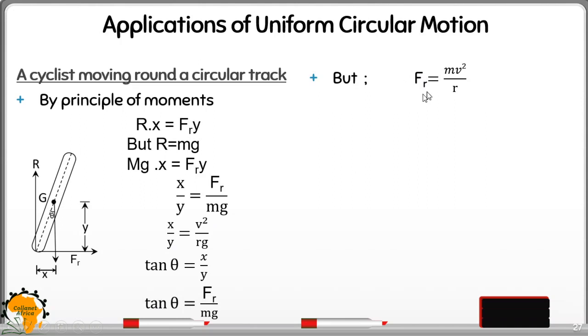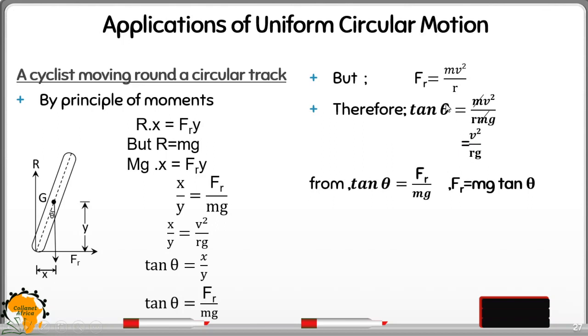But we know the friction force, which we said is the same as the centripetal force, is equal to mv squared over r. And therefore, instead of writing Fr here, we replace it with this expression. Therefore, tan theta becomes mv squared divided by r mg. Our m will cancel out and you are left with v squared over rg. That will be our tan theta. From tan theta equals friction force over mg, we can get the friction force by multiplying by mg both sides. So we have that the friction force will be mg tan theta.